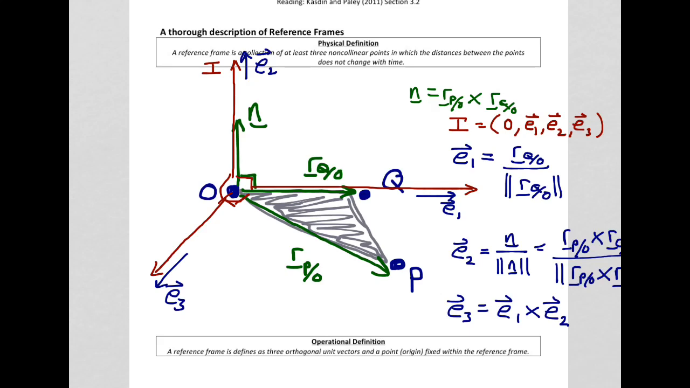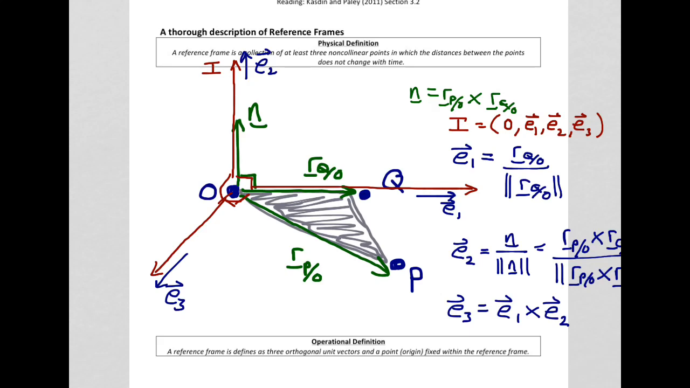This is a reference frame that has an origin at the point O. Point O is fixed within the reference frame. And then our unit vectors, E sub 1, defining this direction, an orthogonal vector to it, E sub 2, and then another orthogonal vector, E sub 3. So our definition of our reference frame has now expanded from just a physical definition, which said that we've got 3 points, point O, point P, point Q, that are non-collinear and have a fixed position between each other. Their positions don't change with respect to each other with time.